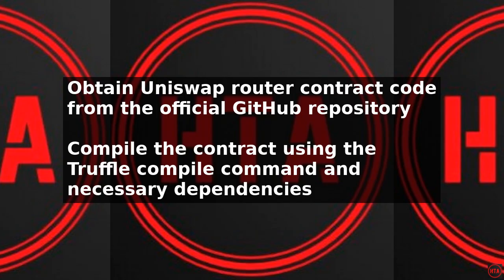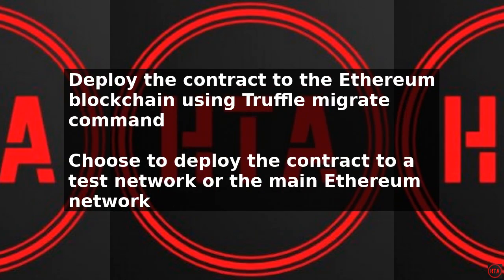You can choose to deploy the contract to a test network, such as Ropsten or Rinkeby, or to the main Ethereum network. Once the contract is deployed, you need to verify it on a blockchain explorer, such as Etherscan. This involves submitting the contract code and ABI to the explorer, which will then verify the contract and provide a confirmation. To interact with the deployed contract, you can use the Truffle console or a Web3 library, such as Web3.js.